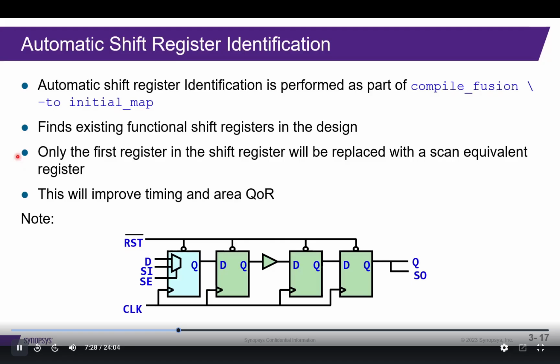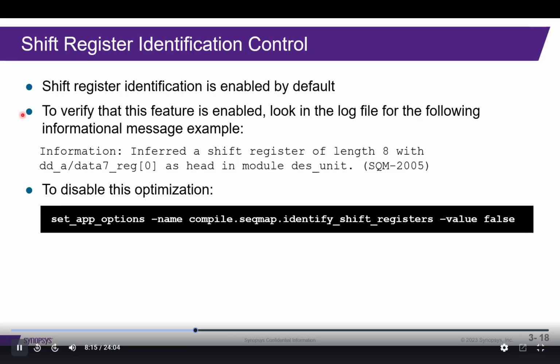One feature of compile_fusion to the initial map is the ability to automatically identify shift register segments. The tool will find existing functional shift registers in the design and only replace the first register in this shift register segment with the scan equivalent. The remaining cells of this shift register segment will stay as non-scan. This will help improve timing and area quality of results as we're only replacing one register as scan in a long string of shift register. The automatic shift register identification feature is enabled by default.